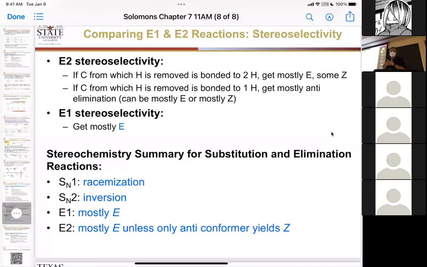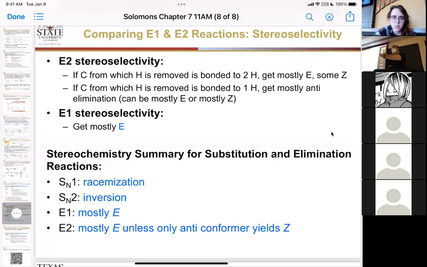Okay. So for stereochemistry, SN1 always gives racemization. SN2 always gives inversion. Okay. So that's a great thing to know. And in E1 reactions, you do get mostly E because of the carbocation, and it can rearrange. In E2, you mostly get E unless you have only one hydrogen and you have to rotate it so it's anti, and that gives you your Z conformer. So most of the time it'll give you E, but if you only have one hydrogen, you've got to look for whether you're getting the Z.